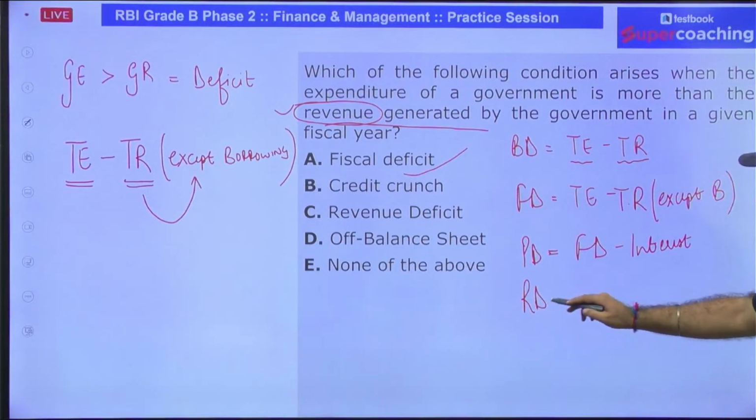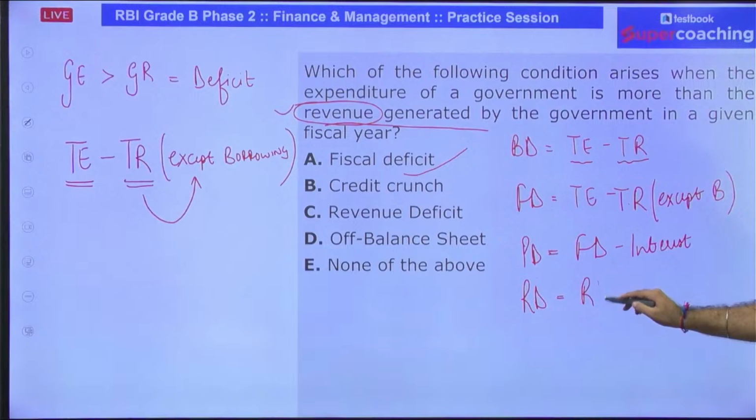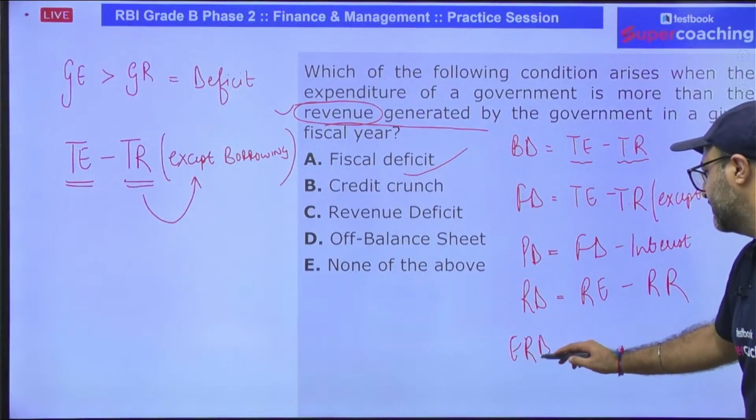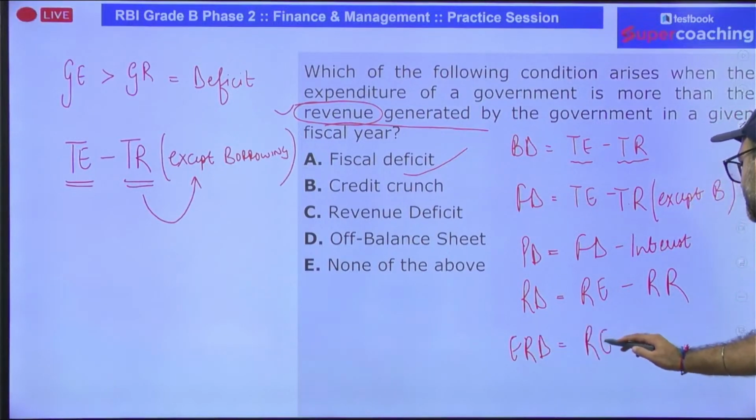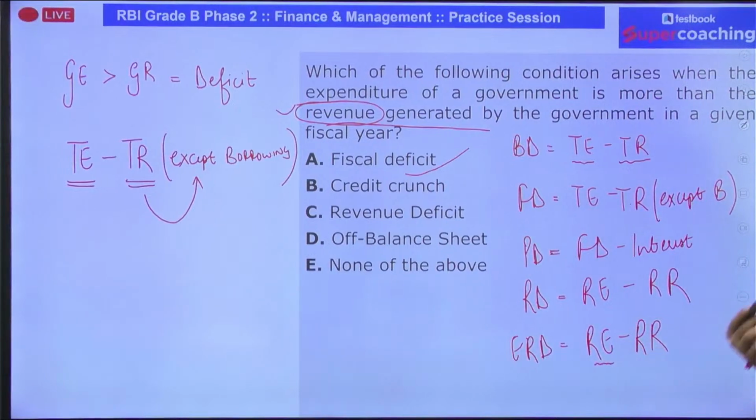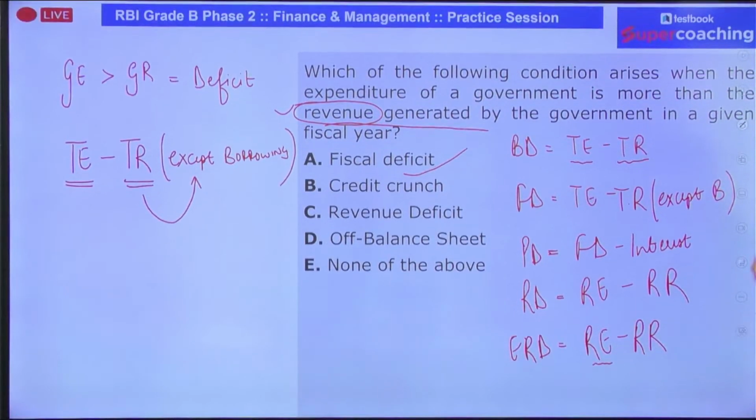Then we have revenue deficit, which is revenue expenditure minus revenue receipts. Finally we have effective revenue deficit, which is revenue expenditure minus revenue receipts, where in the revenue expenditure we exclude the expenditure which has been used to generate capital assets.